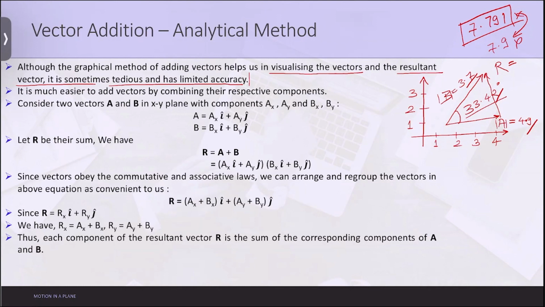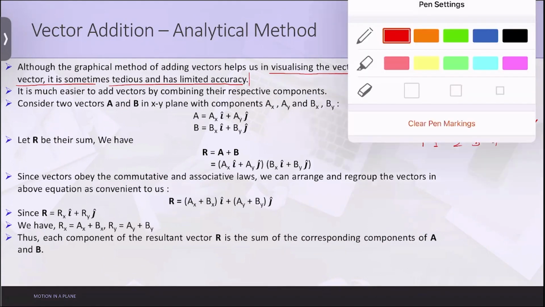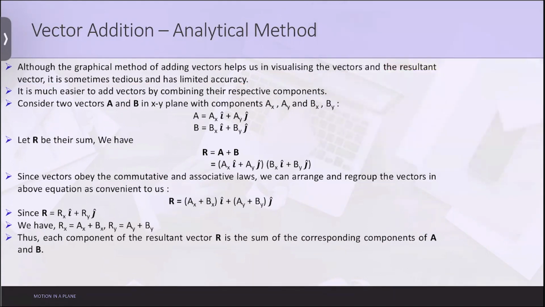So to decrease these errors and increase the accuracy, what we basically do is vector addition by using the analytical method. I hope this is clear, as in why we needed this new analytical concept. Now let us start understanding this concept. Although the graphical method of adding vectors helps us in visualizing the vectors and the resultant vector, it is sometimes tedious and has limited accuracy. It is much easier to add vectors by combining their respective components.